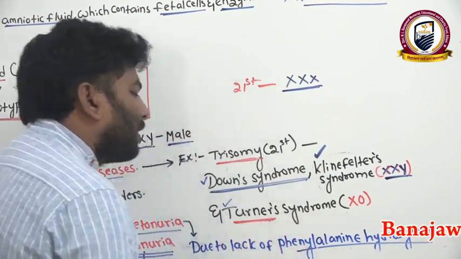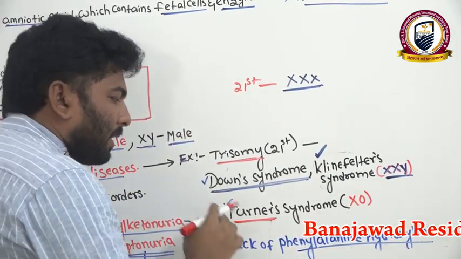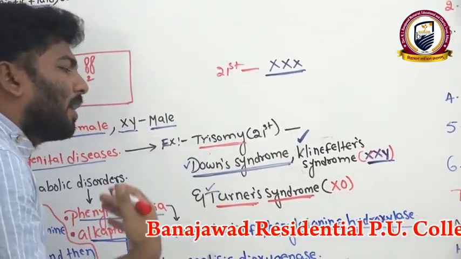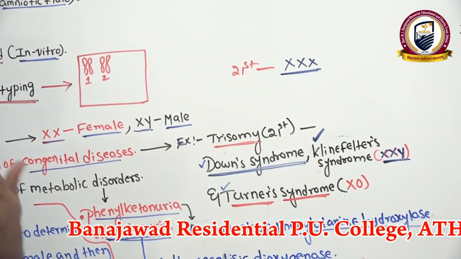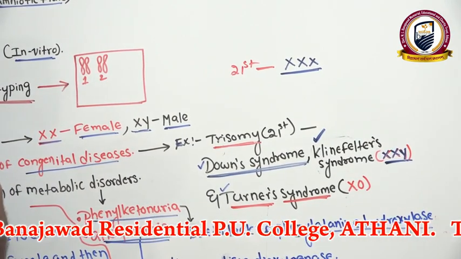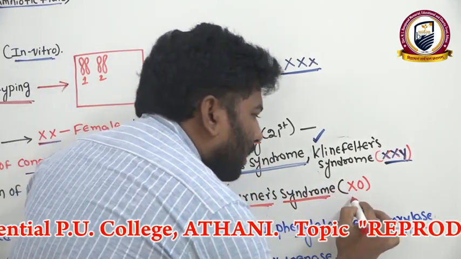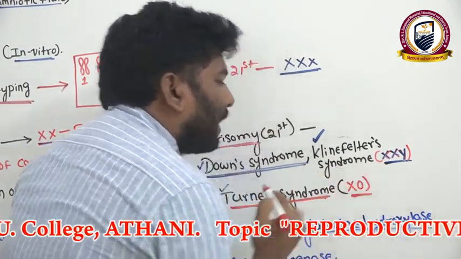Turner syndrome is especially for the females. Turner syndrome means the person is unable to conceive. The person is not having the ability to get pregnant because of Turner syndrome. Here, Turner syndrome means lack of one X chromosome.